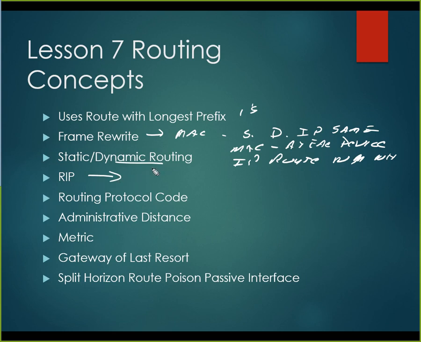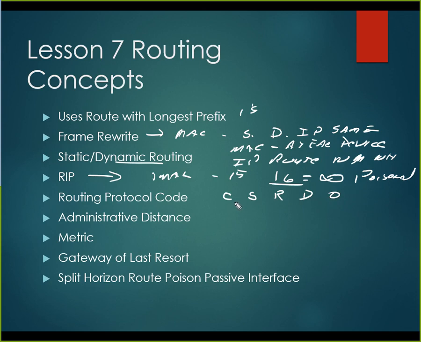And then we talked about RIP, small networks. 15 hops is the max, 16 equals infinity. And that's the way that we poisoned a route. The routing protocols, we had C for connected, S for static, R for RIP, D for EIGRP, and O for OSPF. And those really are the ones that we're going to use.